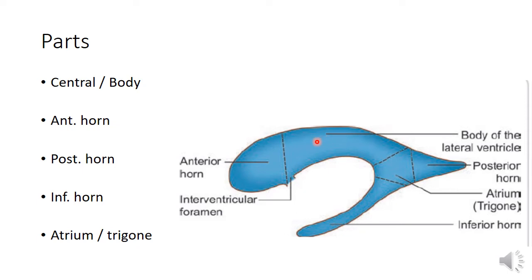Okay, so this is the central part or the body of the lateral ventricle, posterior and inferior horns. Now, the posterior horn, the body, and the inferior horn meet together in this place, and this is called as the trigone or the atrium of the lateral ventricle.